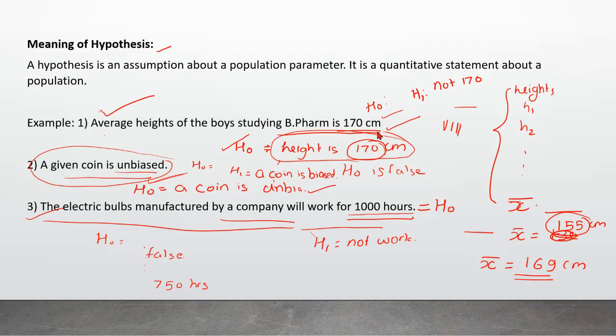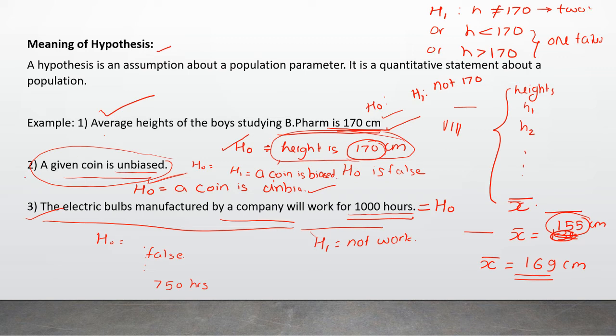Now if you see here, there was an example: the height of the boys was 170 centimeters. Again H1 can be height not equal to 170 centimeters, or height less than 170 centimeters, or height greater than 170 centimeters. The first was a two-tailed test, and the others are one-tailed.